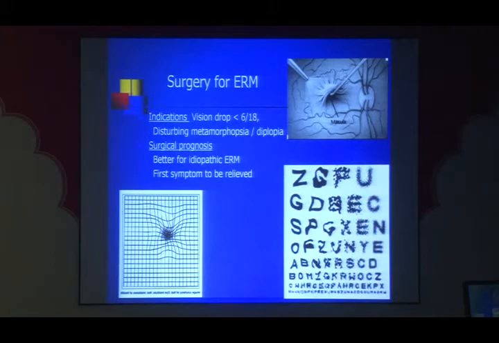Surgery is usually indicated when the vision drop is less than 6/18, but in the present day where we are more aggressive because of the better instrumentation and the results that we have with the MIVS, we are operating on patients with just subtle symptoms, because the patient's symptoms can be very annoying for him in the form of metamorphopsia or uniocular diplopia. The surgical prognosis is better for idiopathic ERMs, and the first symptom that is relieved by surgery is metamorphopsia. He may not improve very much in terms of lines of vision.